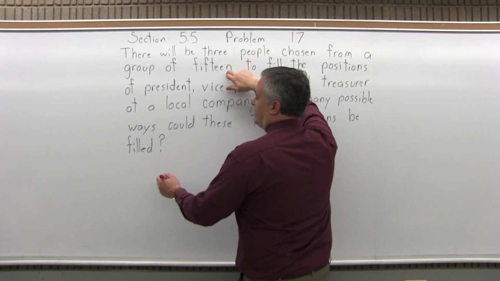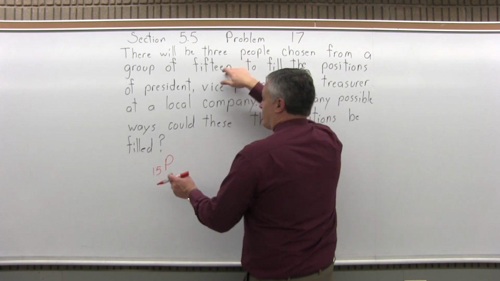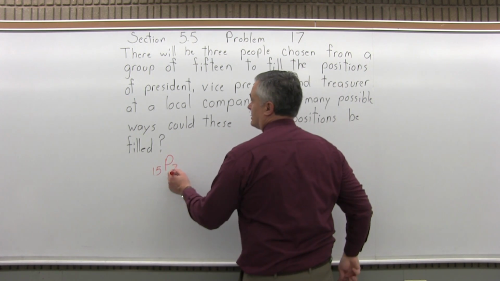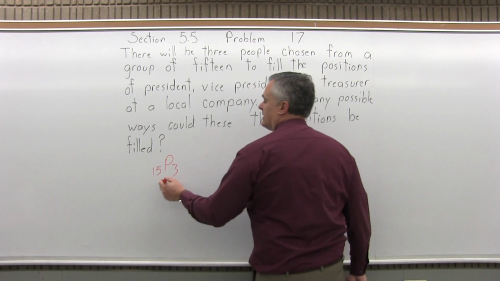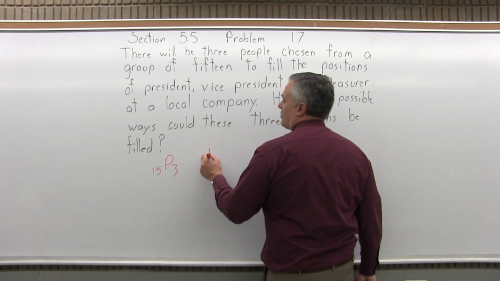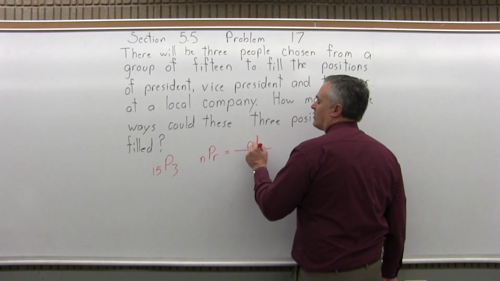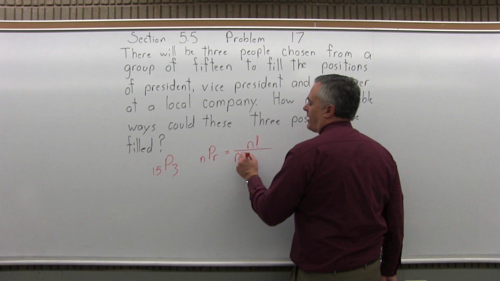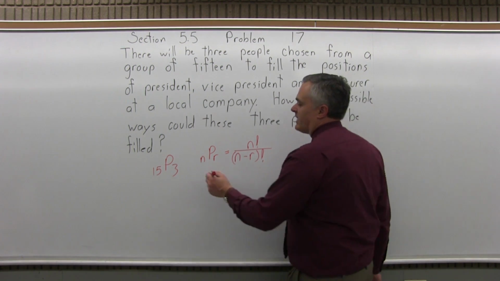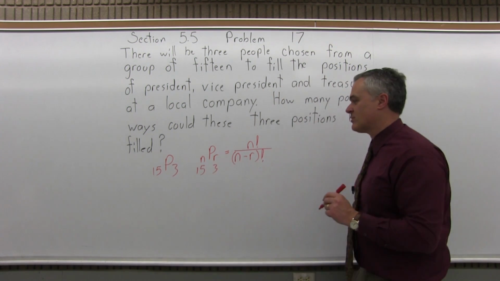So I have 15 people to choose from. I'm going to do permutation. I can't have repeats. You can't have one person chosen twice from the group of 15. And I'm choosing 3 because I have 3 positions to fill. So the permutation formula is n permutation r equals n factorial over n minus r in parentheses factorial. So the larger value is the n, which for this problem is the 15, and the smaller one is the r, which is the 3.